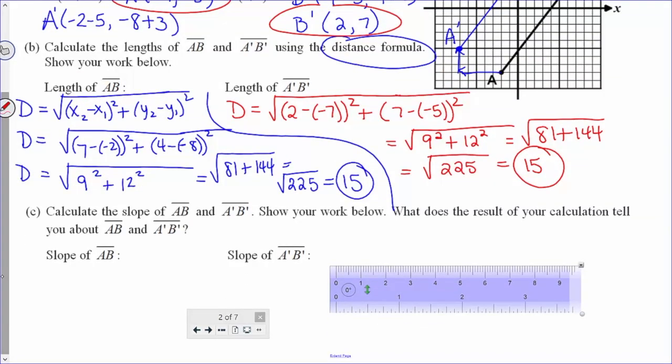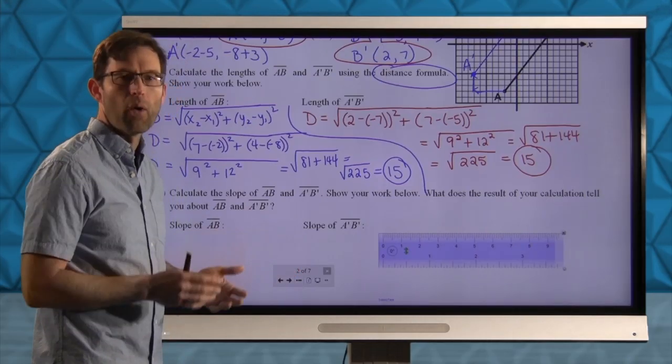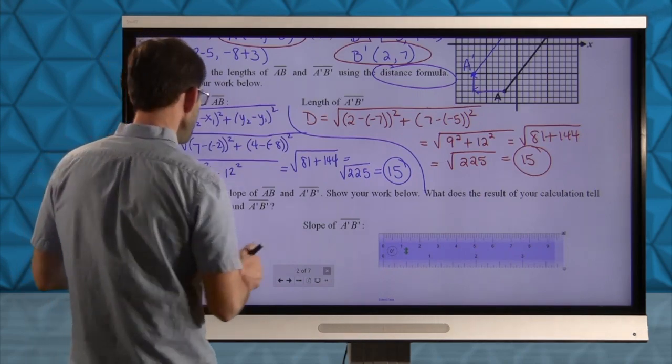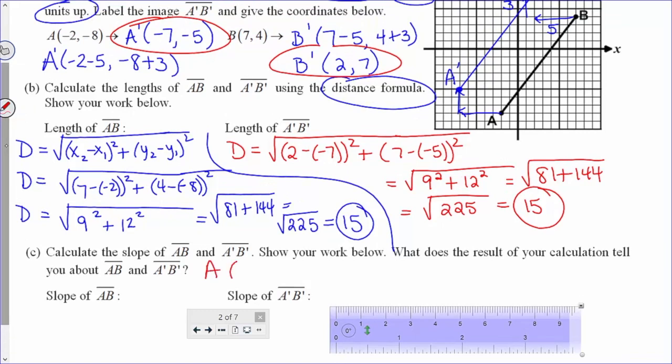Letter C asks us to calculate the slope of AB and the slope of A prime B prime, and then compare and talk about what that means. Let me write down the coordinates of the points right now. So we've got point A, which is at negative 2, negative 8. Point B, which is at 7, 4. A prime, which is at negative 7, negative 5. And B prime, which is at 2, 7.